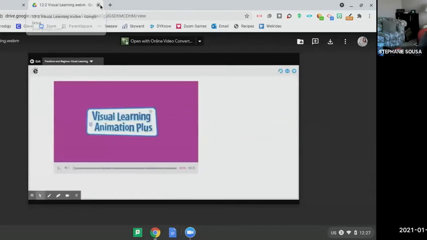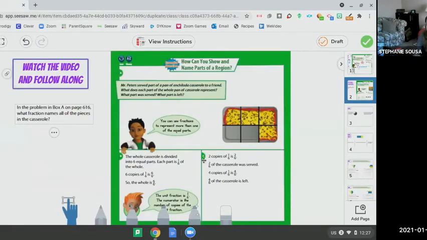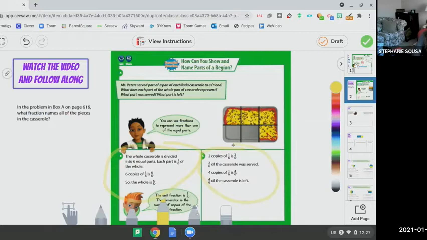Okay, so this is an example page. As you are working independently on your work, if you feel stuck, you can come back here to see examples of how to answer the types of questions we are focusing on today about fractions and regions. Okay, what questions can I answer about that? Any questions about anything you saw in the video? Numerators, denominators, anything?